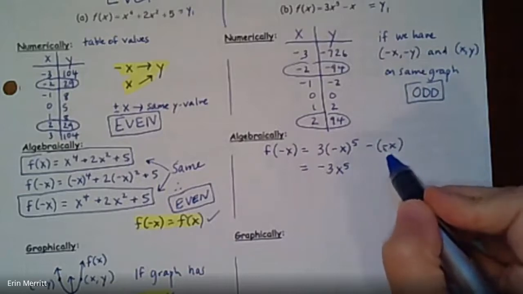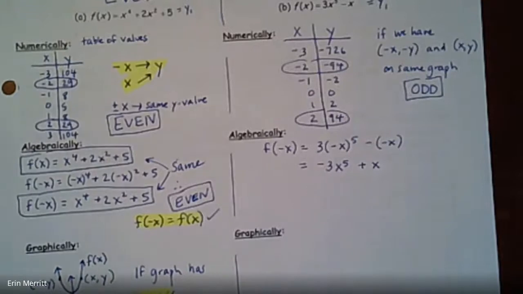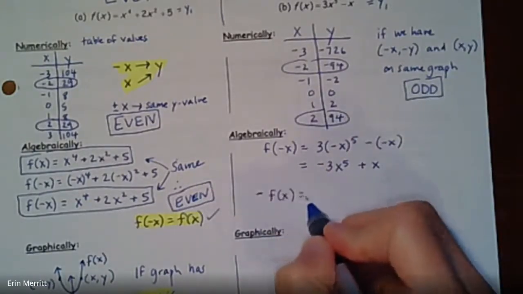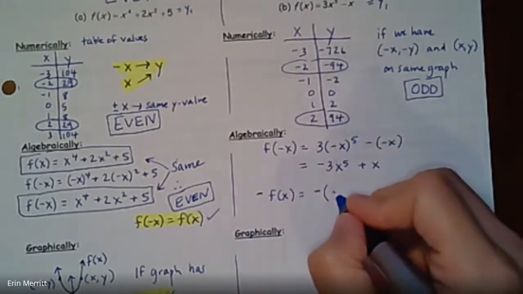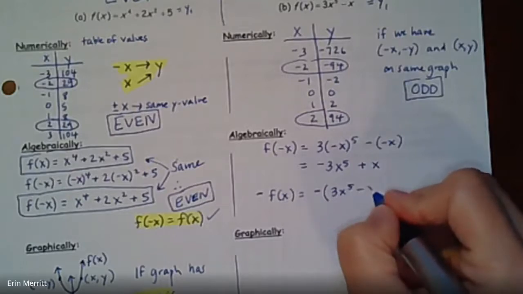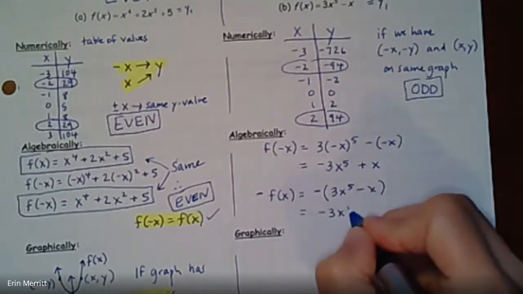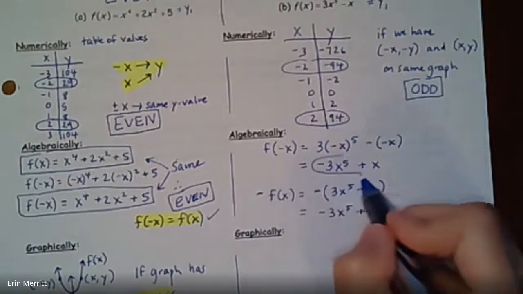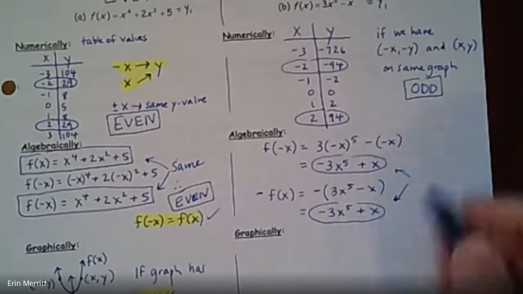And then negative of a negative here, that becomes positive, right? Is that the same as if we were to negate the whole thing? Well, that means we would negate the entire original function. So 3x to the 5th minus x, like that. Distribute that negative, we get negative 3x to the 5th plus x. Yeah, those came out exactly the same. If I compare this guy to that guy, they are absolutely the same.